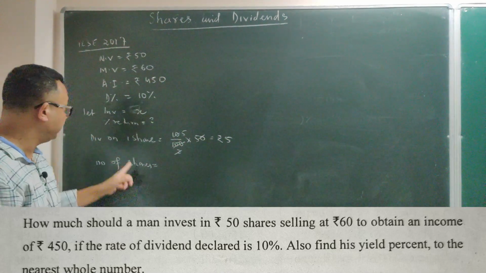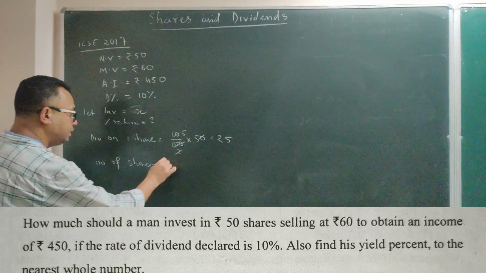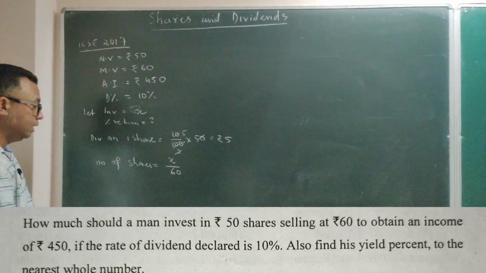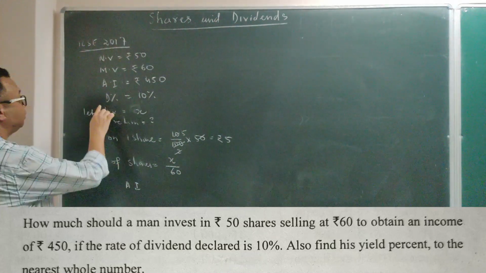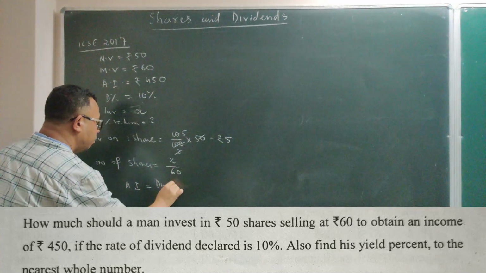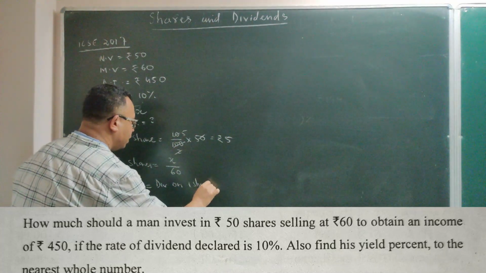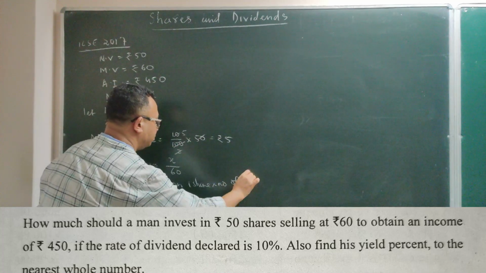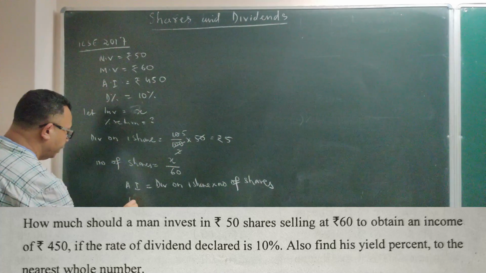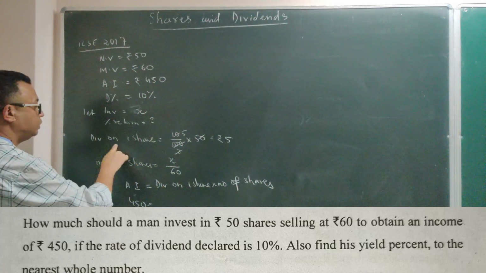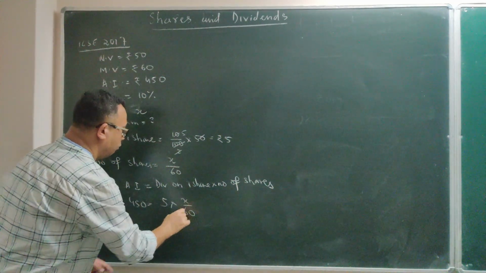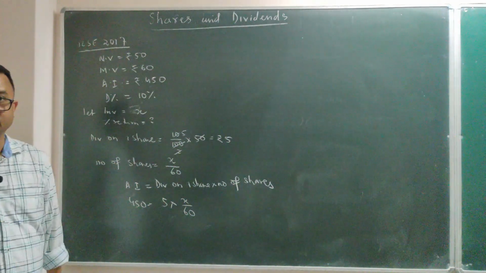So how to calculate investment? Take it as X. So number of shares is investment by market value, and market value is 60. Now let me write down annual income, because annual income is given to you. Annual income is here 450, and the formula for annual income is dividend on one share into number of shares. Now write down things which you know. Annual income is 450. Dividend on one share also is known to you, 5, and number of shares is X by 60. Now from here, as I solve, I'll get this missing value X.